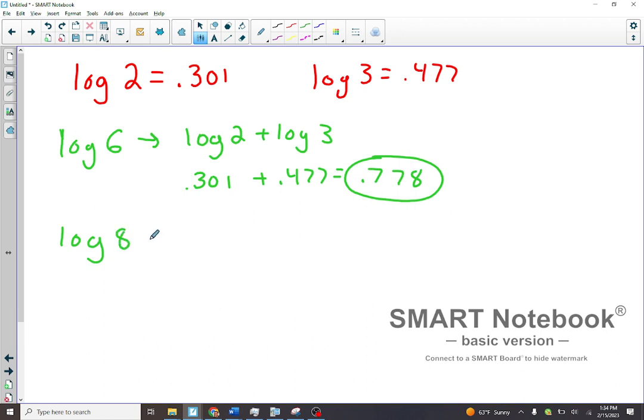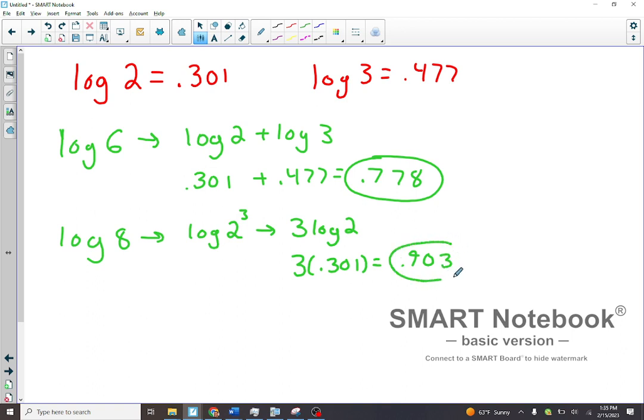Log 8, you could rewrite that as log of 2 times 2 times 2, or if you want to make it shorter, 2 to the third power. Which means I'm going to rewrite this as 3 log 2. I know what log 2 is. Log 2 is 0.301, which means your final answer is 0.903. So putting a number to the left of something is basically like raising the power.